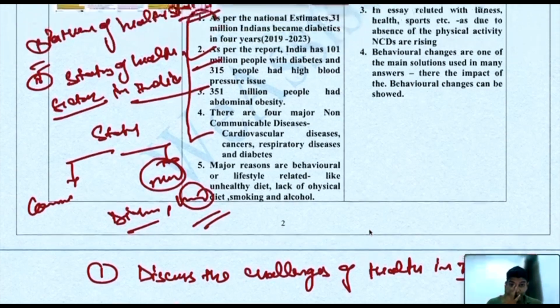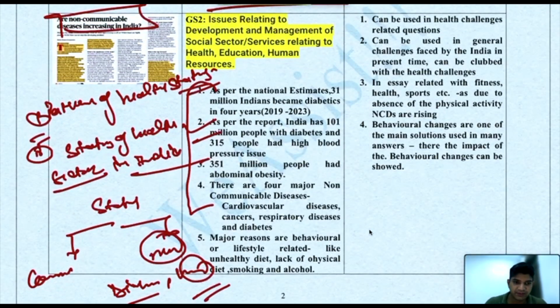What I'm telling you, again and again, is that if you remember this information, Mains is about memorization. If you remember that 31 million Indians became diabetes patients in the last 4 years, you have one piece of information. On the basis of this information you can make one argument depending upon the demand of the question. So this is one factor.